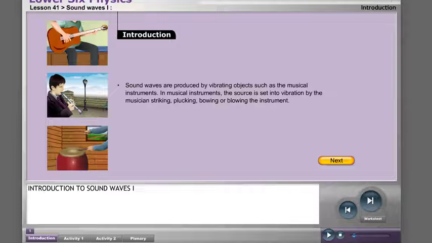Introduction to sound waves. Sound waves are produced by vibrating objects such as musical instruments. In musical instruments, the source is set into vibration by the musician striking, plucking, bowing, or blowing the instrument.